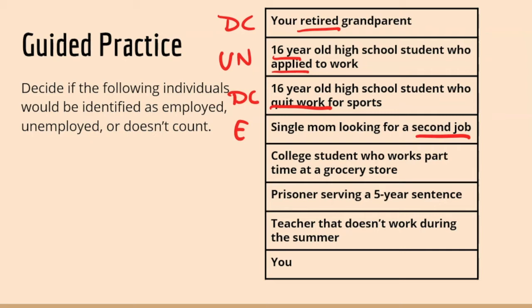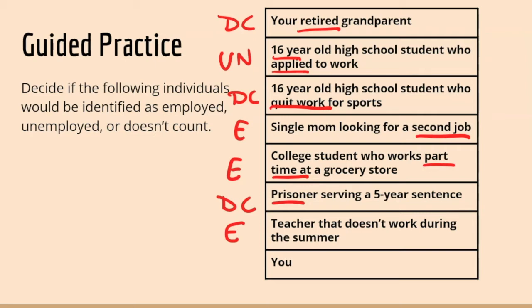Number 5, a college student who works part-time at a grocery store. Even if you're working part-time, you still have a job, so you're considered to be employed. Number 6, a prisoner. Prisoner, you don't count towards the labor force, right? Because you're institutionalized. And lastly, a teacher that doesn't work during the summer, right? The teacher's still employed. It's not like the teacher loses their job over summer vacation. So that teacher is still employed.